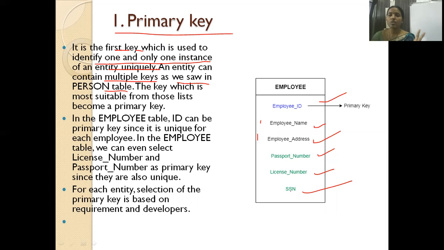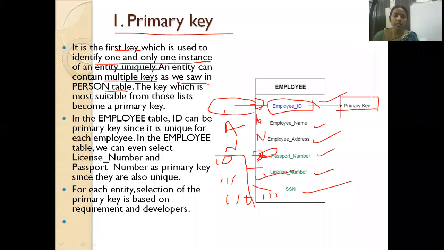Yes or no? So out of the unique attributes, I'm taking only one, that is related to the organization. This email ID given by an organization, that key attribute we call as the primary key. Clear? The key which is most suitable from those lists becomes the primary key.